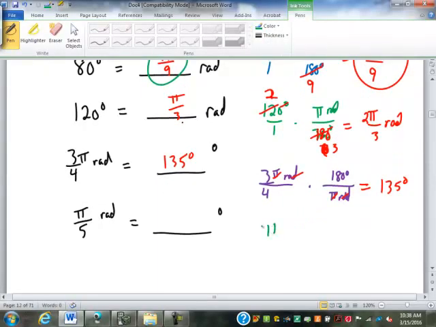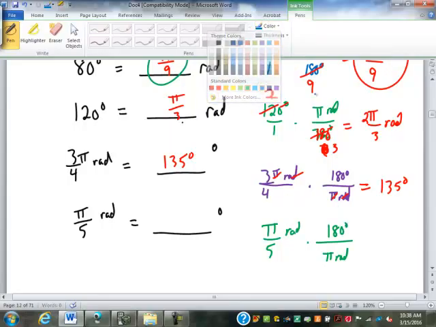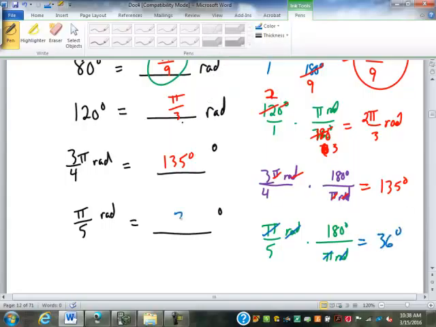Pi over 5. I'll put the pi radians on top again. So pi radians, 180 degrees. The radians cancel out, the pi's cancel out. I have 180 over 5, which is 36 degrees. Anybody have all 4 of those correct? Anybody have no clue how to get any of them?